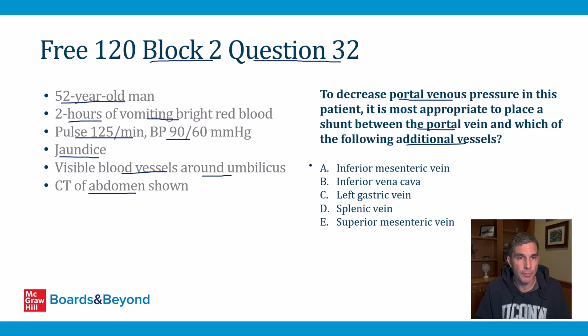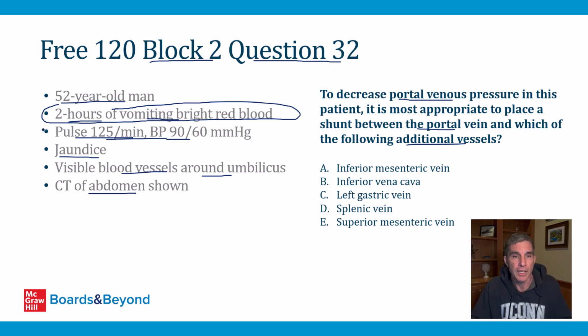So before we get into that, let me just quickly review the information in the question because there's a lot of code words here. So first of all, they tell you that this man has 2 hours of vomiting bright red blood and that he's tachycardic and hypotensive. So this man has a very severe upper GI bleed. That's basically what this information right here is telling you.